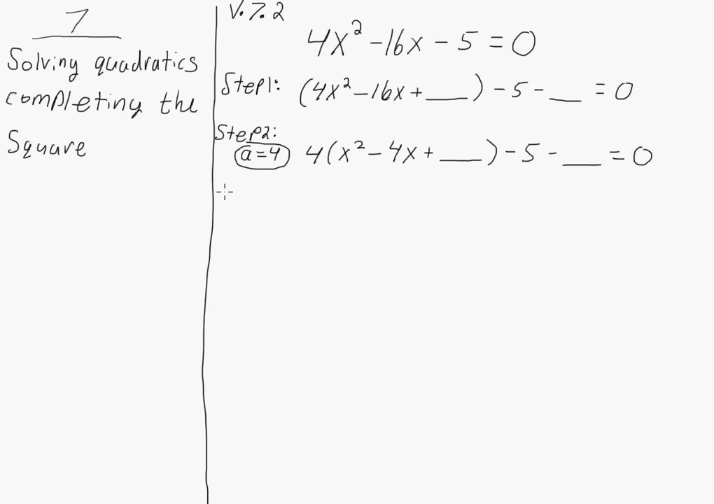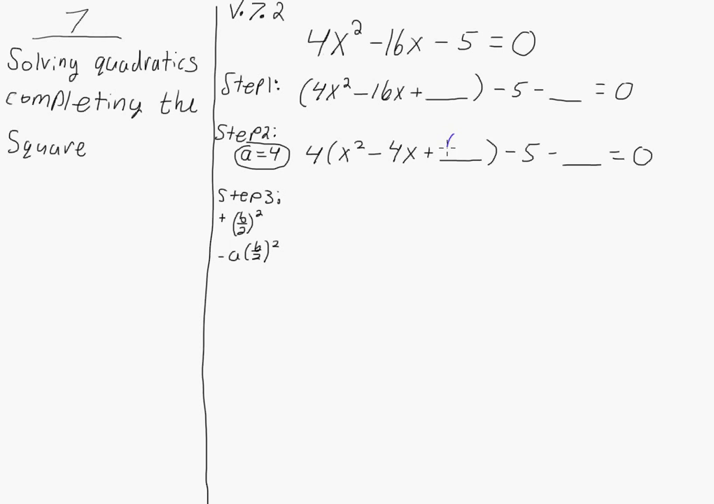Now step 3, this is the step that makes it a perfect square trinomial. Step 3, inside the parentheses, I'm going to add b over 2 squared, and outside the parentheses I'm going to subtract off this a times b over 2 squared. So let's see what that looks like. I'm going to change my color here. We're adding b is negative 4. Negative 4 divided by 2 is negative 2. So let's see, where can I fit this? Well, we'll just write it in.